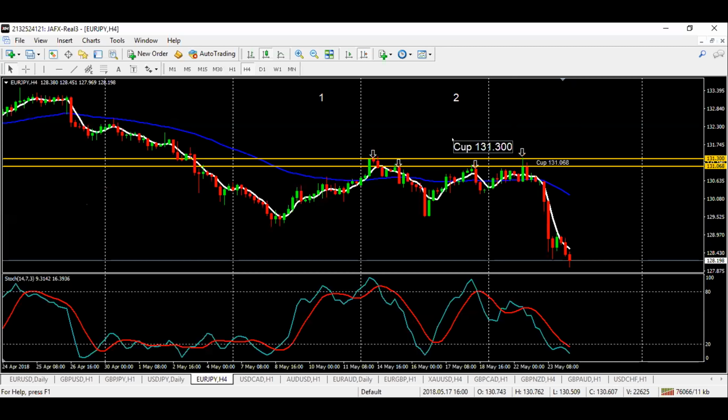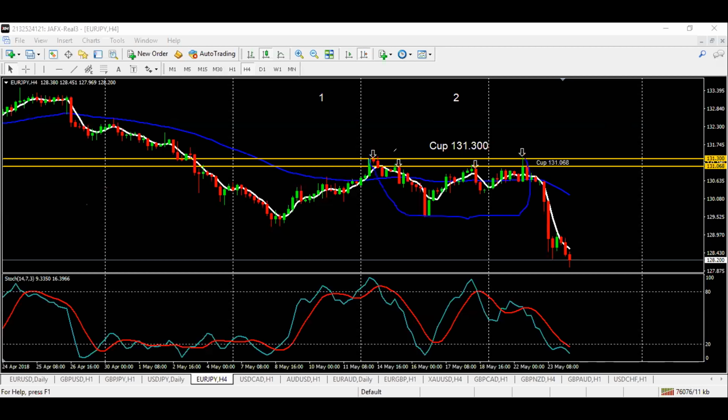Your second teacup that we were waiting for was 131.30. Now, I always tell people you have a 30 pip stop loss, right? Above your entry. So if you would have entered at 131.068, that's 23 pips, right? So notice how we were waiting for the bigger teacup at 131.300, right? That was the teacup we were waiting for.